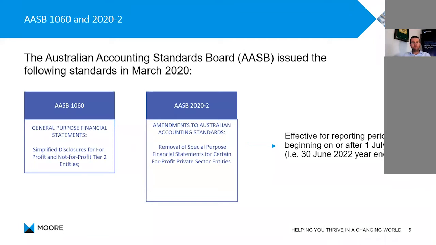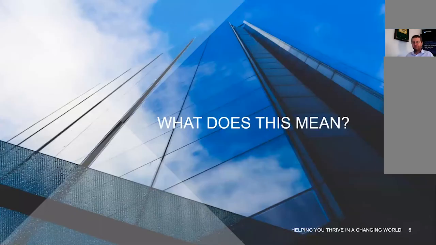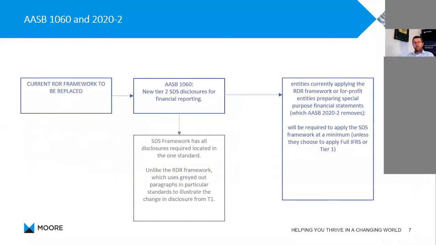They're effective for reporting periods beginning on or after 1 July 2021. So that'll be 30 June 2022 year ends and 31 December 2022 year ends. But there is an option to actually early adopt these. Well, what does this mean?